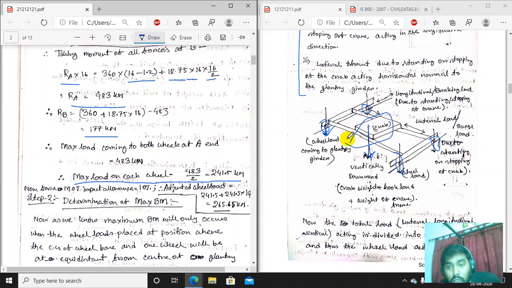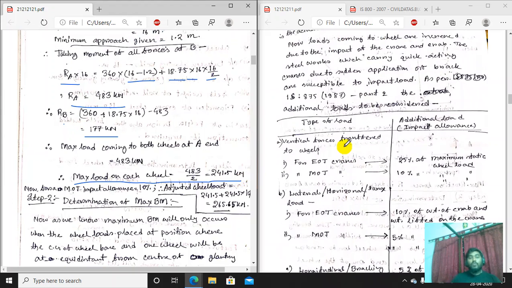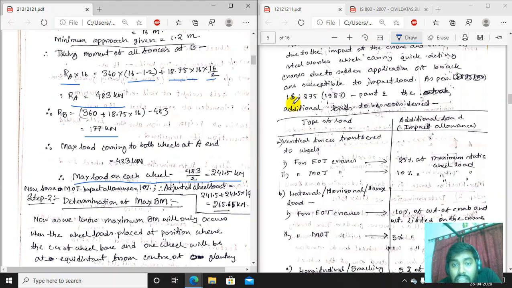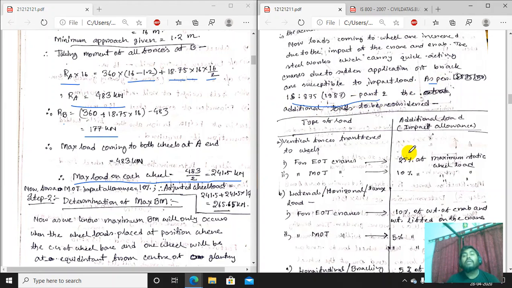Now coming to this part, due to sudden stopping or sudden braking, there will be some impact effect on the load. It may be vertical, it may be horizontal, it may be lateral. As we are considering vertical, we have to consider the impact effect for the maximum vertical load. So this is the chart that gives us the maximum load that will be coming due to this impact effect.